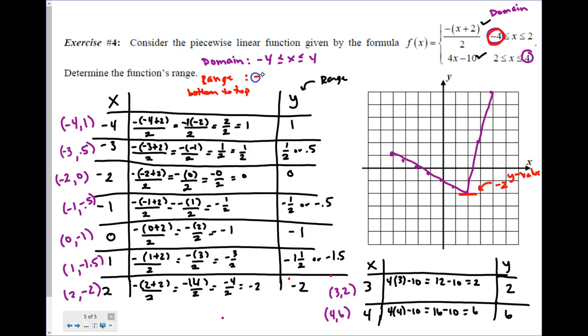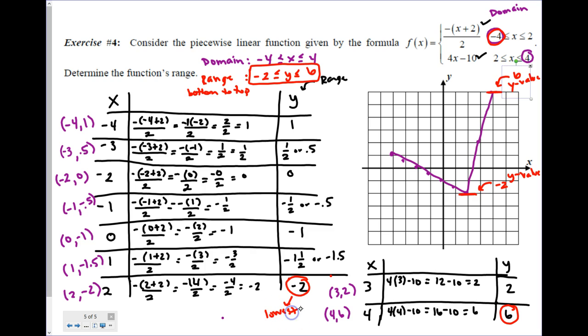So when I'm writing my range, negative 2 is my smallest one right here. Then I'm going to go to my very highest one, which is right up here, and that's a y value of 1, 2, 3, 4, 5, 6. A 6 y value. So my range is negative 2 to positive 6. And I could see that in the table too. If I look in the y for the highest value, look, 6 is my highest value. What's my lowest value? Negative 2.